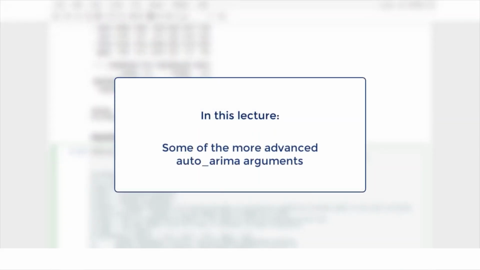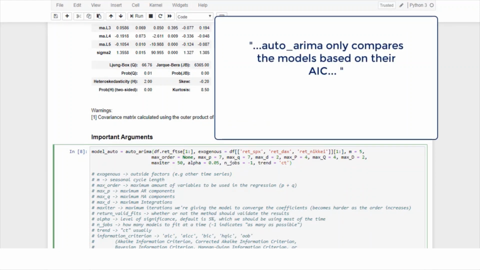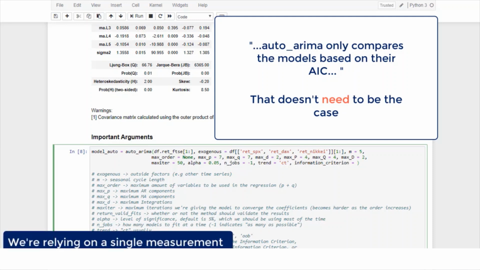Welcome back. In this lecture, we'll discuss some of the more advanced Auto ARIMA arguments. Okay, so at the beginning of this section, we stated that Auto ARIMA only compares the models based on their AIC. However, that doesn't need to be the case. We can have a different information criterion as our preferred metric. The only factor that remains consistent is that we're relying on a single measurement to rank all the models.